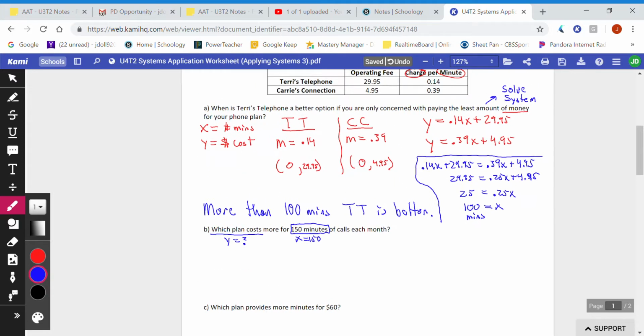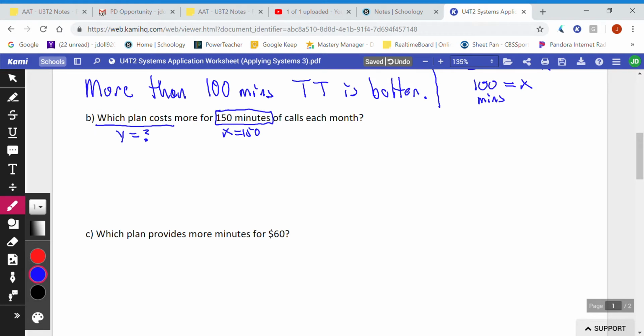So we have two equations up here, one for each company. Let's just substitute 150 in for x, and then figure out what y is going to be. We know what x is, so I don't need to use the variable x. For the one company it's 0.14 times 150 plus 29.95, and the other option is 0.39 times 150 plus 4.95. So now we put this in our calculators and simplify.